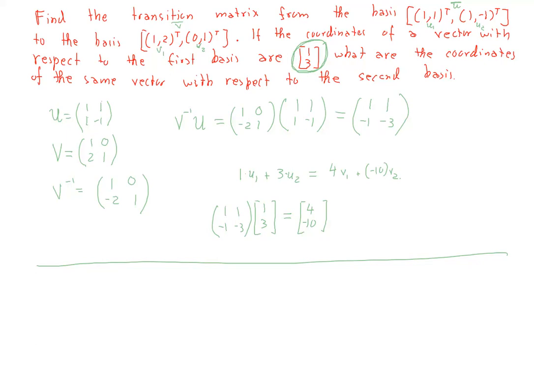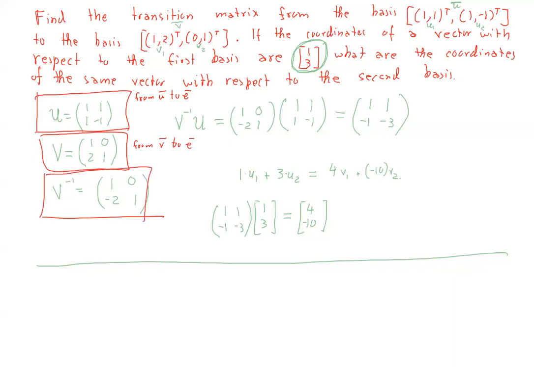I'm not sure that this statement is entirely so. Technically speaking, I explained what these matrices are, so let me repeat it. This matrix gives you the transition from U to the standard basis E. This gives you the transition from V to the standard basis E. And this gives you the transition from E to V.